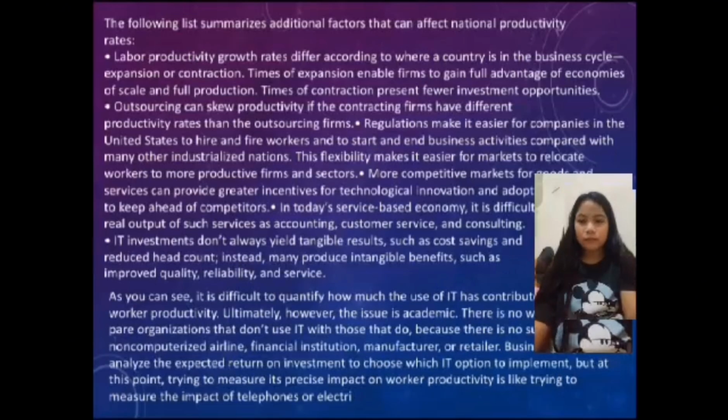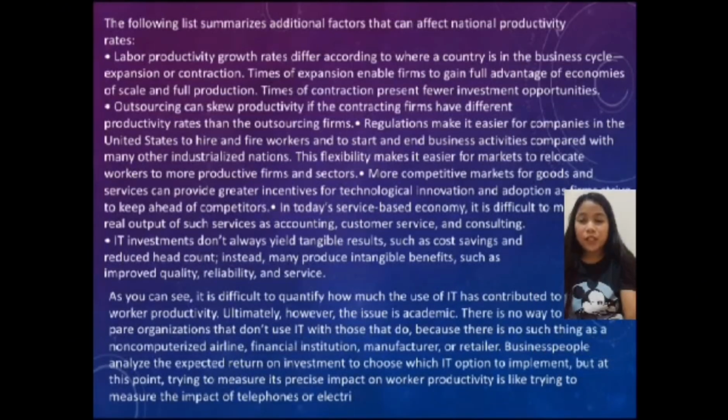The following list summarizes additional factors that can affect national productivity rates. First, labor productivity growth rates differ according to where a country is in the business cycle, expansion or contraction. Times of expansion enable firms to gain full advantage of economies of scale and full production. Times of contraction present fewer investment opportunities. Second, outsourcing can skew productivity if the contractor firms have different productivity rates than the outsourcing firms.